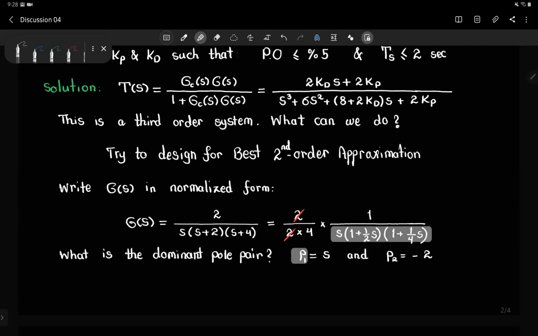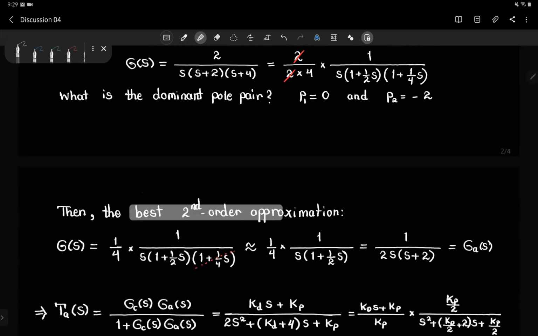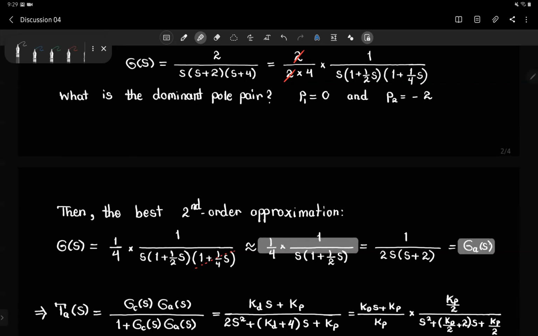So the dominant pole pair, as we said, is p equal to 0, right, and p2 equal to -2, which means that we only need to focus on the first two factors in this expression here. Basically, we neglect this third factor here. This will give us the best second order approximation. Okay, and as we said, we neglect this one to say that the system is approximately equal to this one, and we call this our second order approximation as GA of S.